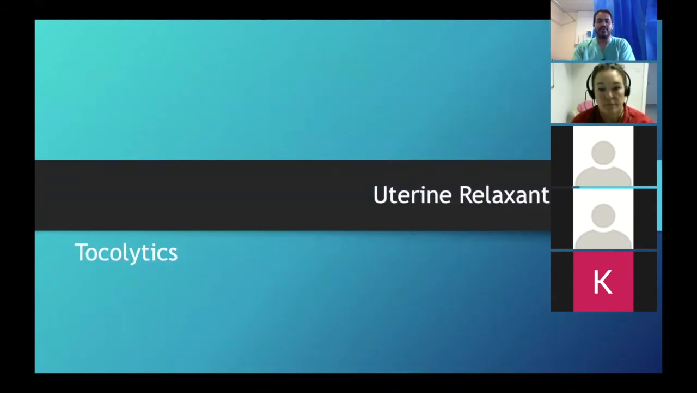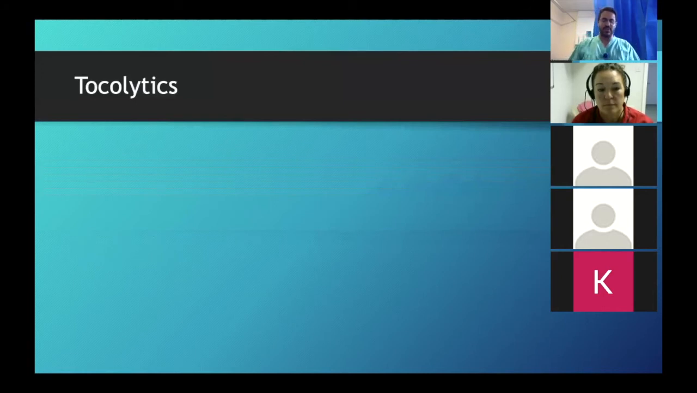Those are uterine stimulants. So the opposite is now tocolytics. When do we want to relax the uterus? What tocolytics do we know or do we use in practice? Butylene, salbutamol, yeah. Do you know how it works? How does it work?